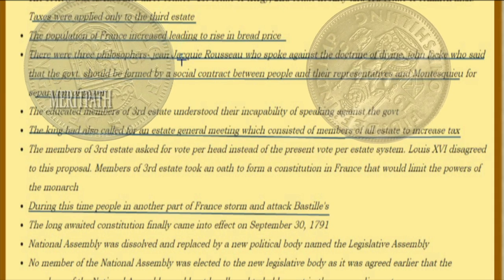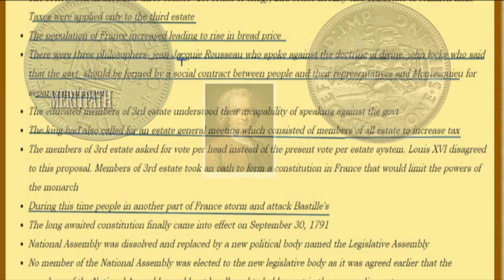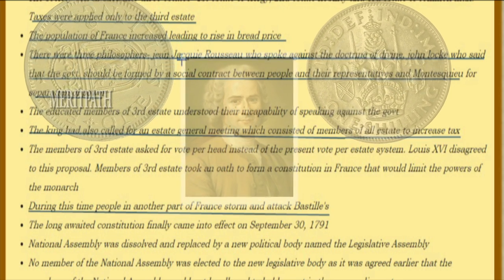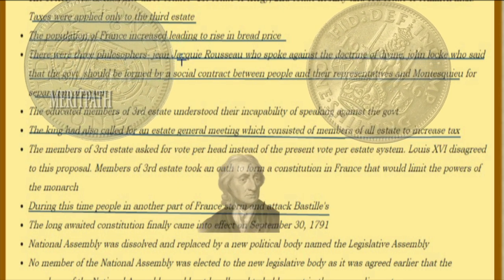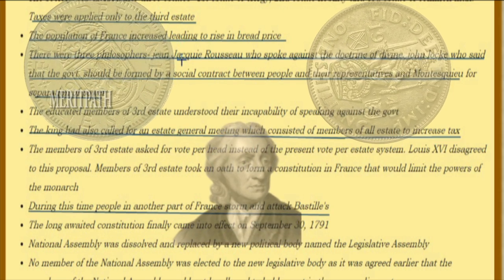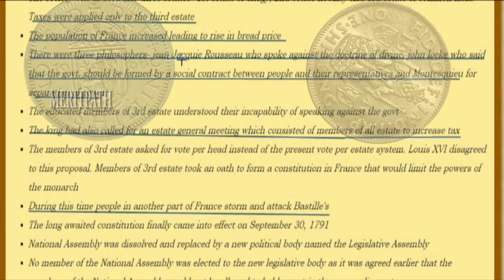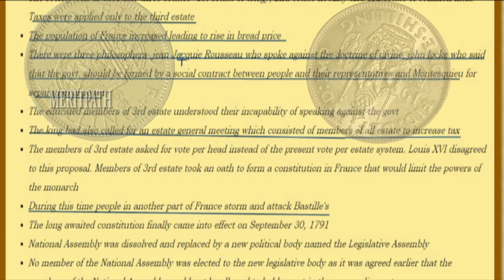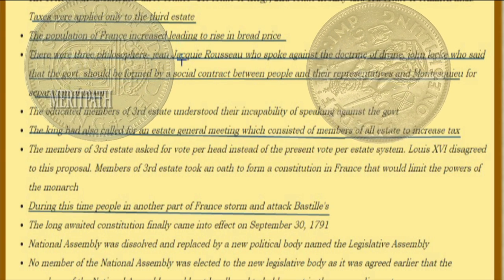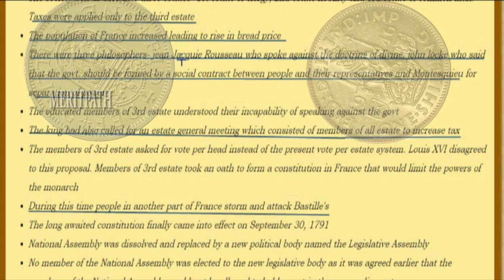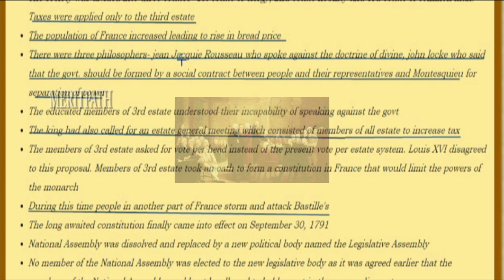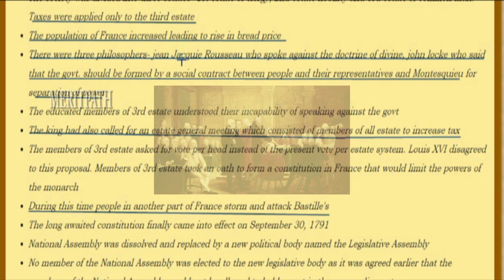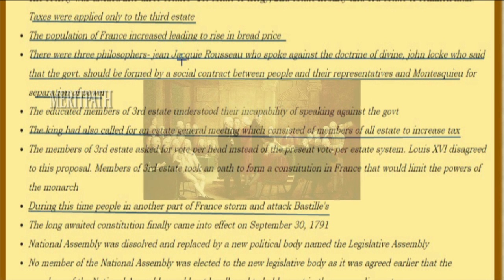There were 3 philosophers: Jean-Jacques Rousseau, who spoke against the doctrine of divine right; John Locke, who said that the government should be formed by a social contract between the people and their representatives; and Montesquieu, who argued for the separation of power. The educated members of the third estate understood their incapability of speaking against the government.